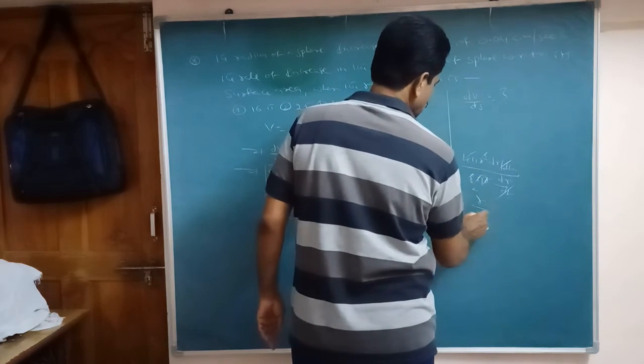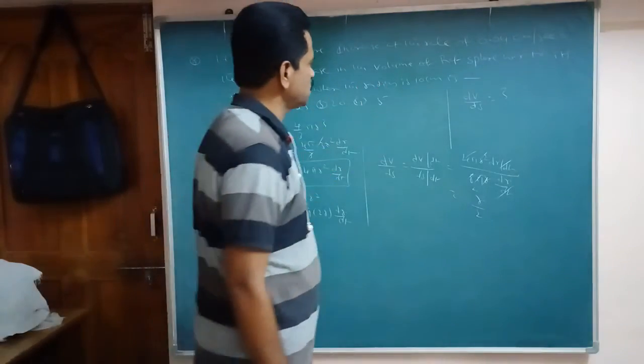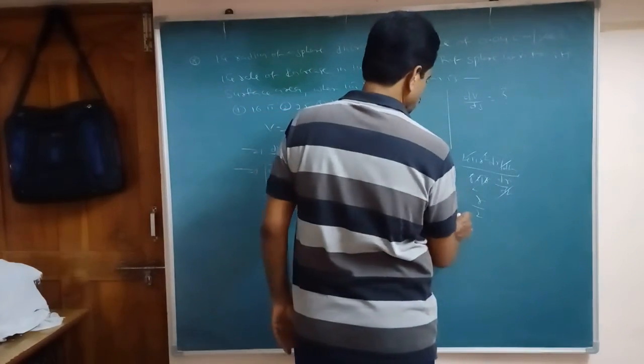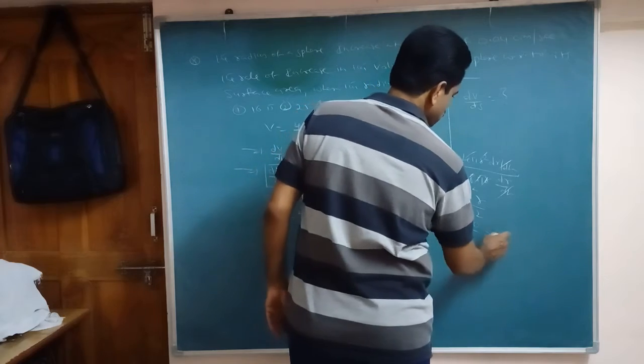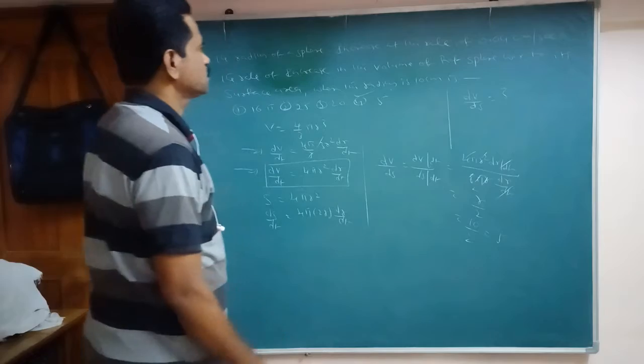The r cancels, and that equals r by 2. The radius is given as 10 centimeters, so that equals 10 by 2, which is 5. Which is correct here? The fourth option.